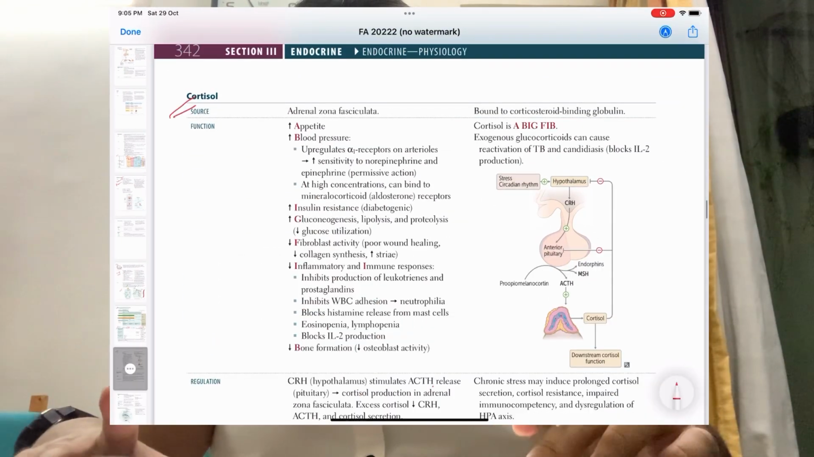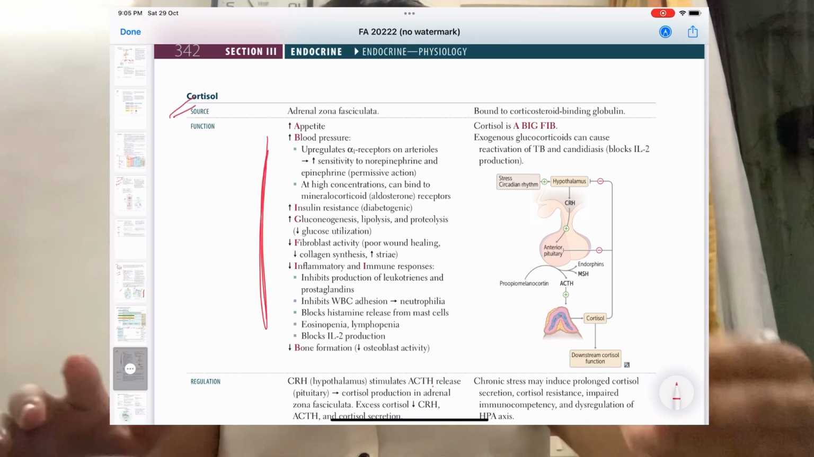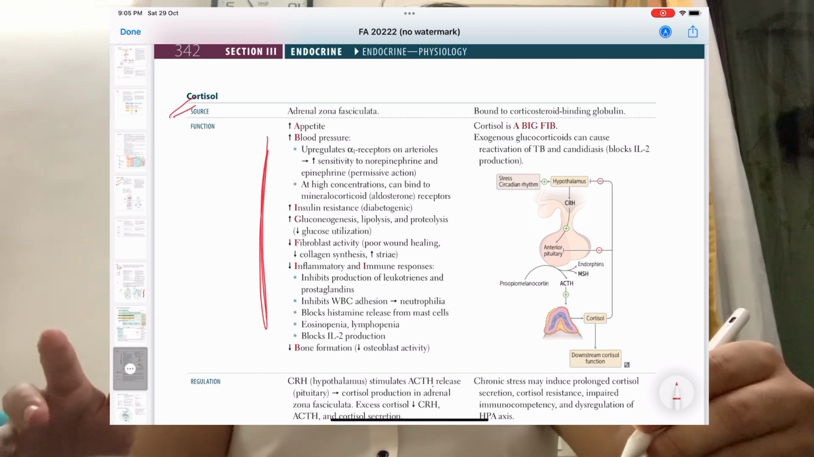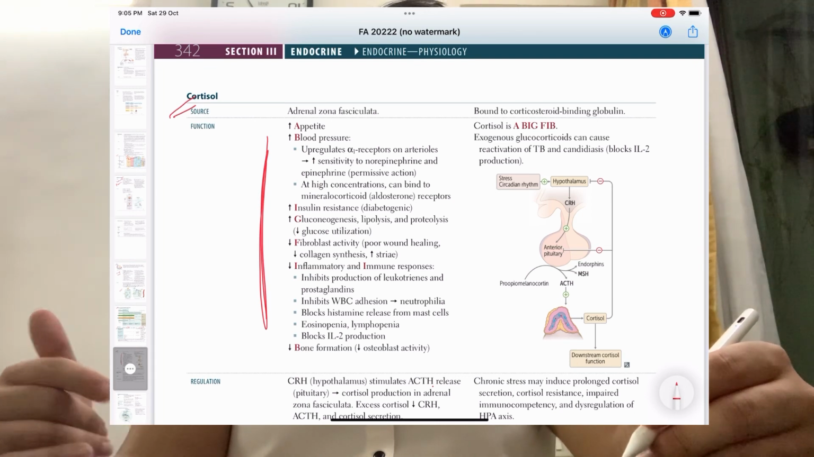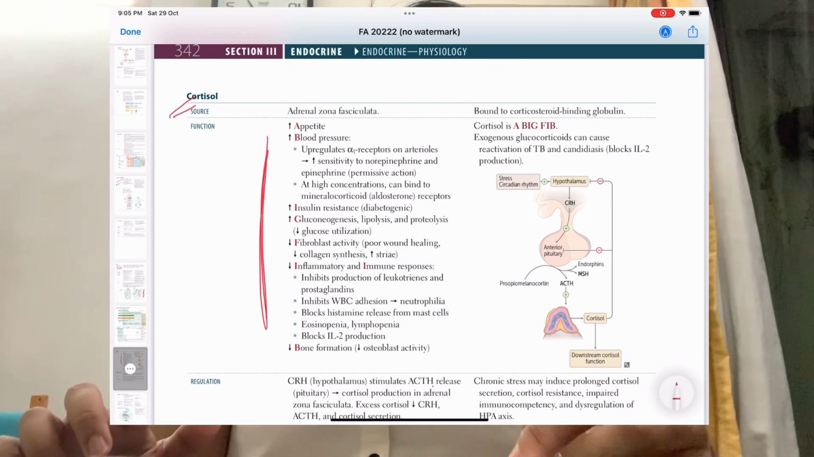The cortisol part is just that you need to remember the cortisol functions. Alright. So based on these functions, you will be able to identify what happens in Cushing syndrome, what happens in Addison's disease, and everything else. Alright. So remember these functions. It will be very helpful for you.